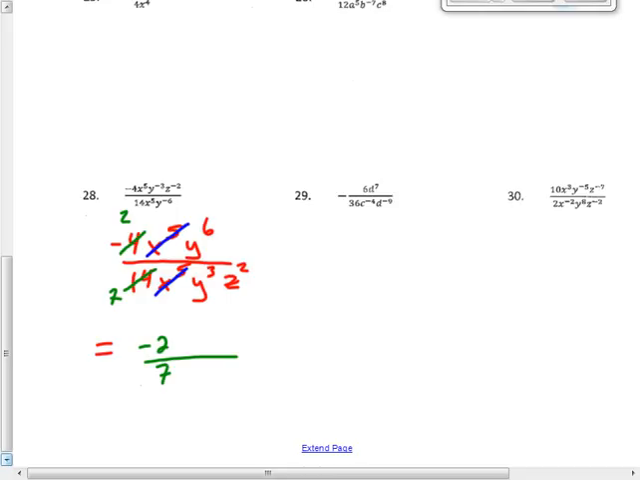On top, I've got 6 y's. On the bottom, I've got 3 y's. So those 3 on the bottom are going to cancel with 3 on the top. And then I've got z to the second power still in the denominator. There are no other z's anywhere else to cancel out or add to.